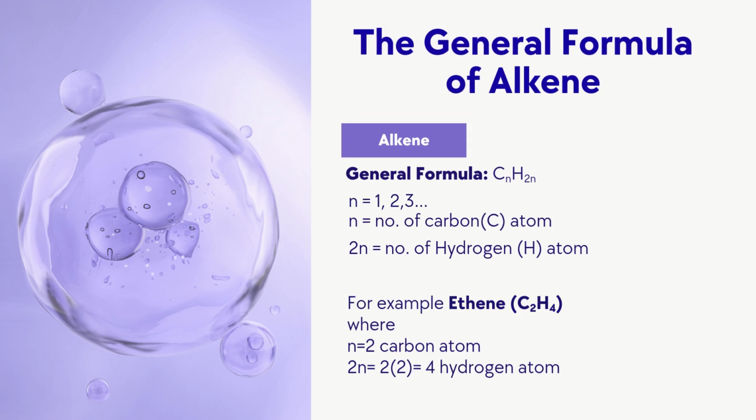Now let's discuss the general formula of alkene. That is CnH2n. The value of n can be 1, 2, 3 and so on. n shows the number of carbon atoms while 2n indicates the number of hydrogen atoms. For example, ethene, C2H4, where n equals 2 carbon atoms. 2n equals 2 times 2 equals 4 hydrogen atoms.